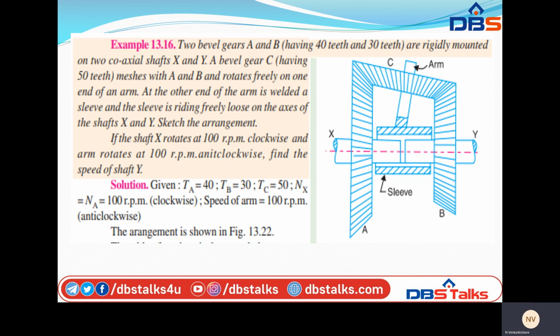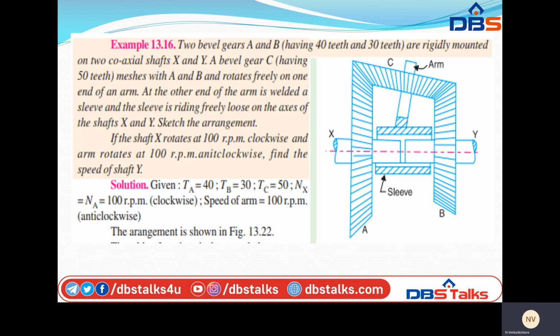Here we need to sketch the arrangement. What they said is two gears are given, and the two gears are bevel gears. What does a bevel gear mean? There is an L-shaped model. So there is an L-shaped model, gear B and gear A. Gear B has only 30 teeth and gear A has 40 teeth. We need to connect these two, but gear A is on the longer side and gear B is on the shorter side, that is, the length is very minimal.